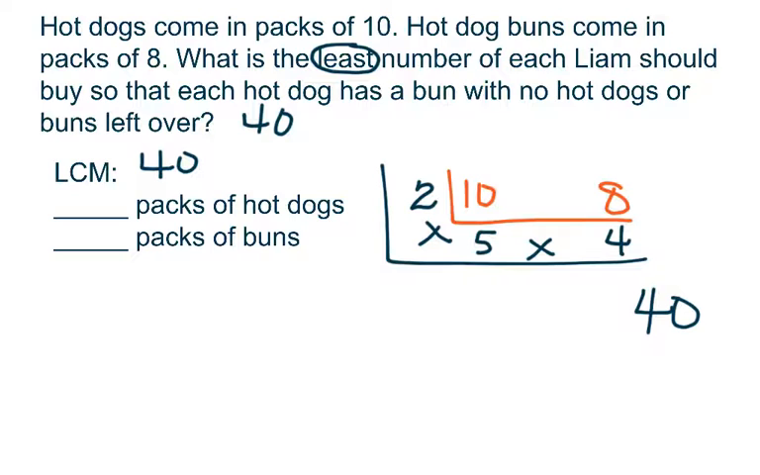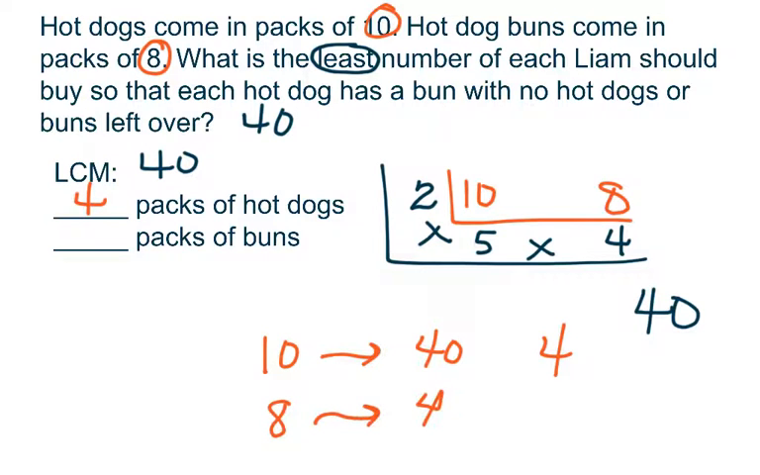Well, I need to go back and read, because next my question says, well, how many packs of hot dogs would that be? All right, well, hot dogs come in packs of 10. So how many times does 10 go into 40? It would go 4 times. So I would need 4 packs of hot dogs. And then I need to read, and it says that the hot dog buns come in packages of 8. So how many packages of 8 would I need to get 40? I would need 5. So 5 packs of buns.